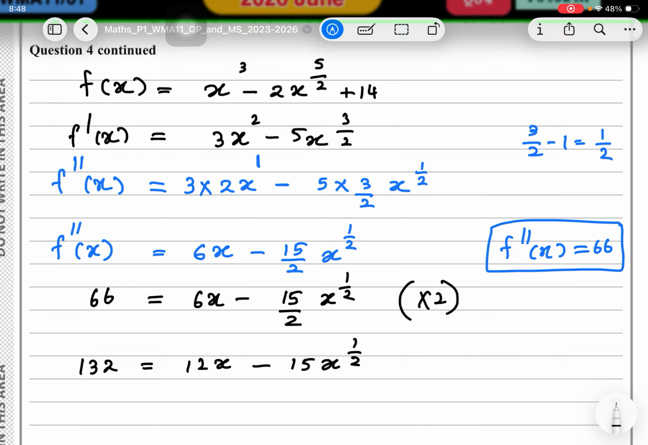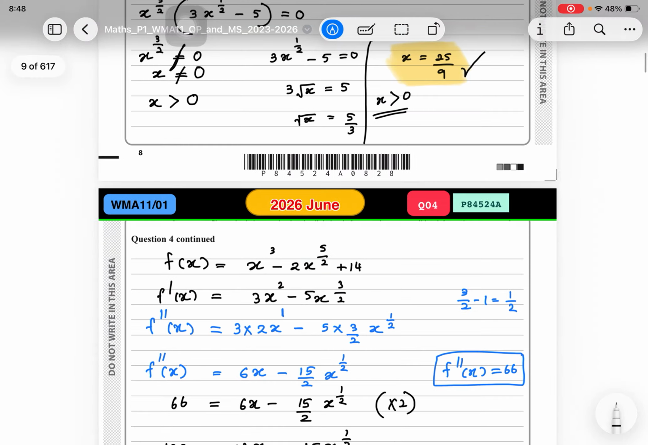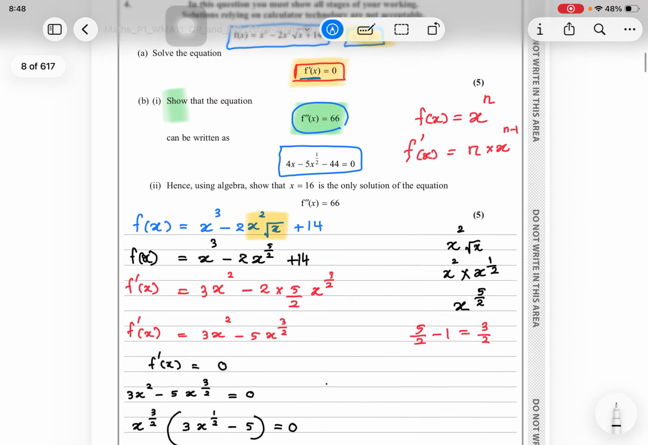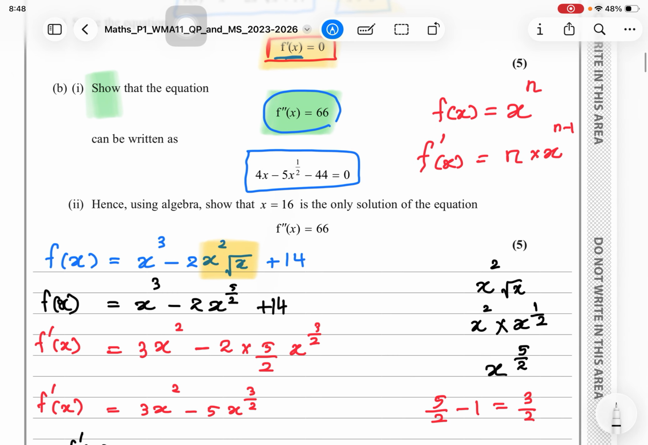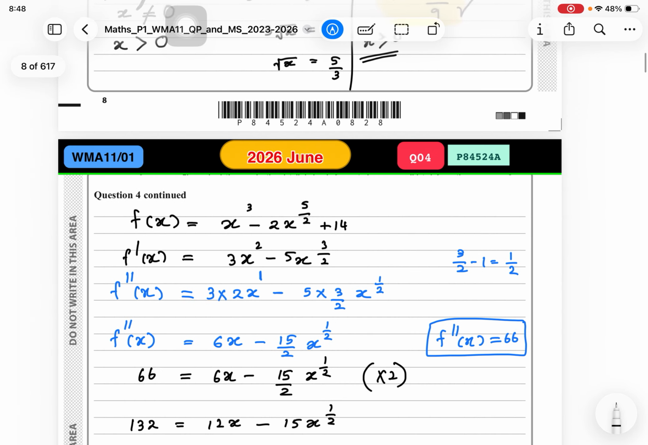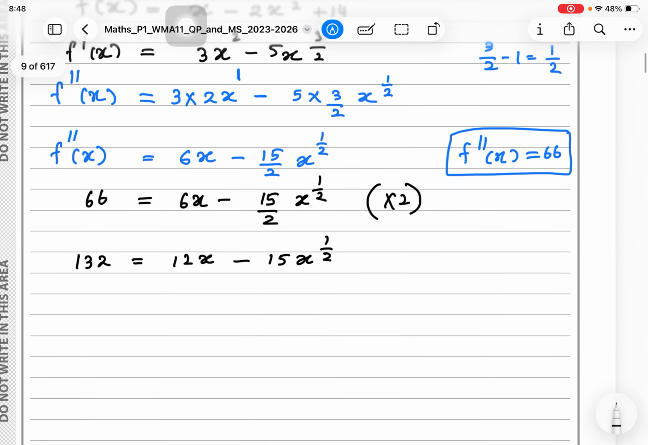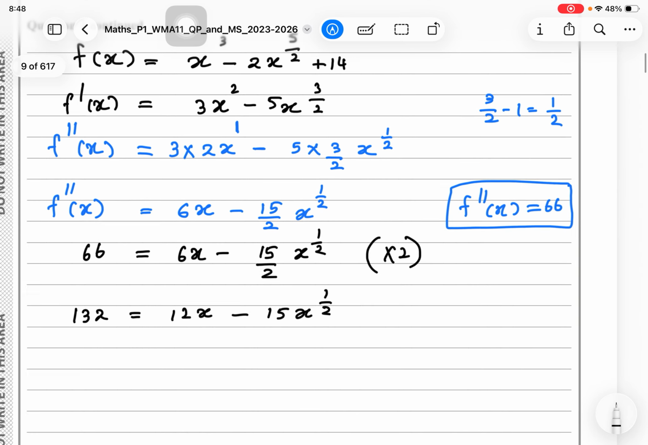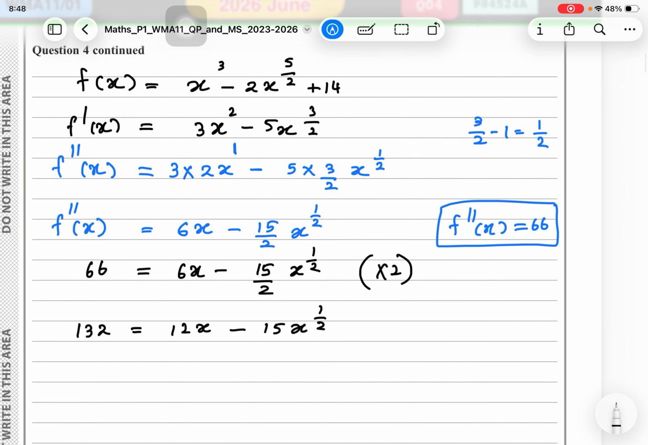So here we have the expected answer. In this expected answer, we have x to the power half, so it seems like we are getting closer to this. Since x to the power half is there, let's take everything to a single side, which is 12x minus 15x to the power half minus 132 equals 0. We can see everything is divisible by 3, so let's divide it by 3.